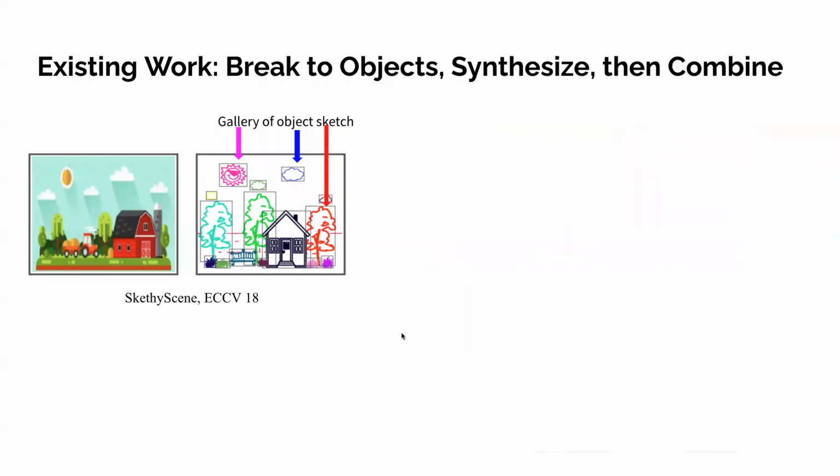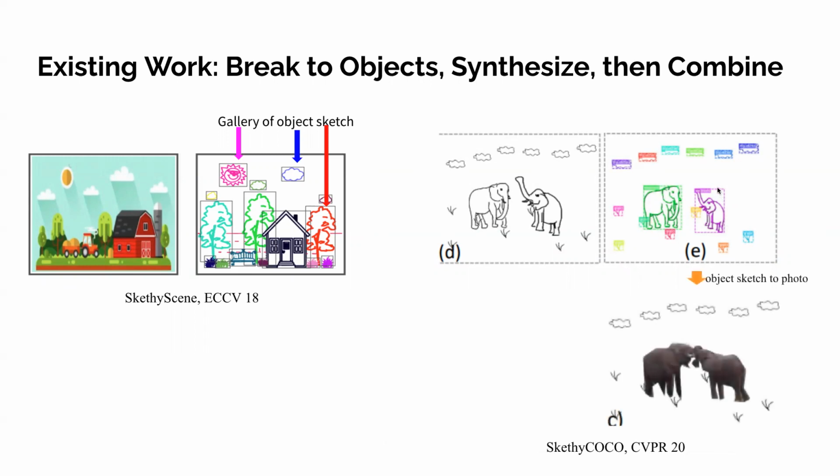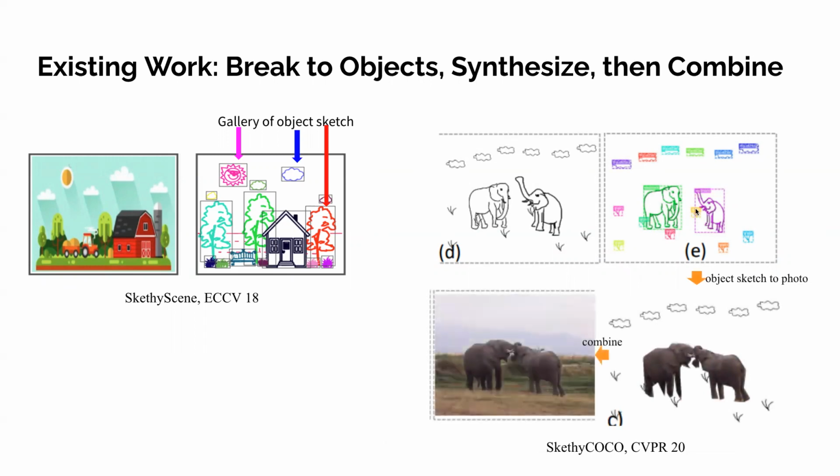So how does existing work do this? They are heavily influenced by this ECCVW paper called SketchyScene, where different objects of the sketch are combined to render a fake scene sketch. So the solution is really to try to break the sketch into objects and then synthesize each part and finally combine them together. This CVPR20 work is exactly doing this. They first do a segmentation on the sketch, and then synthesize the image of each object and then combine them together.